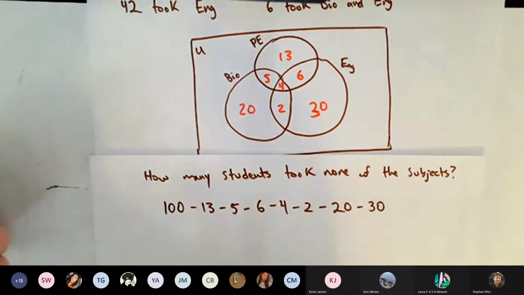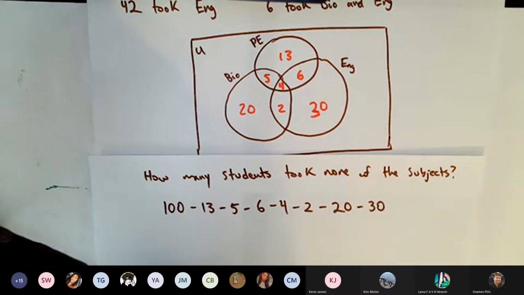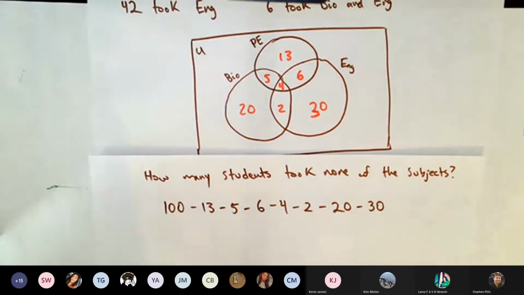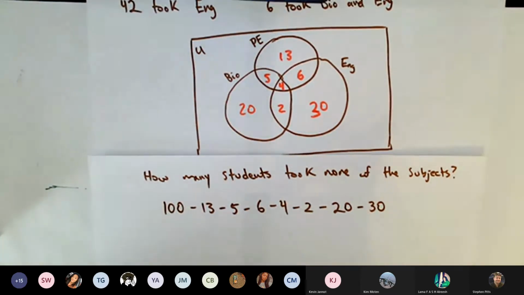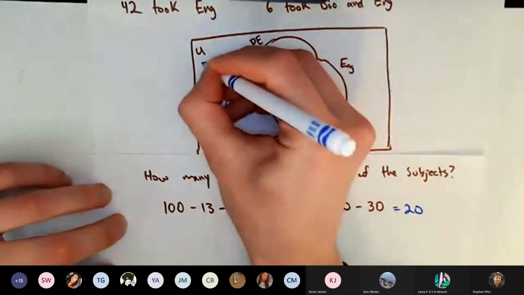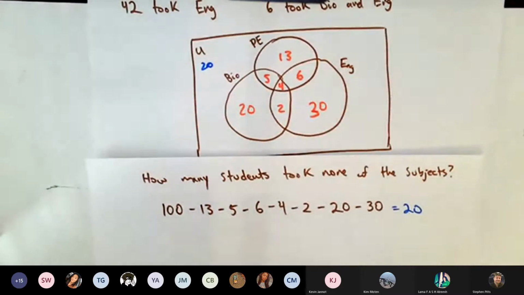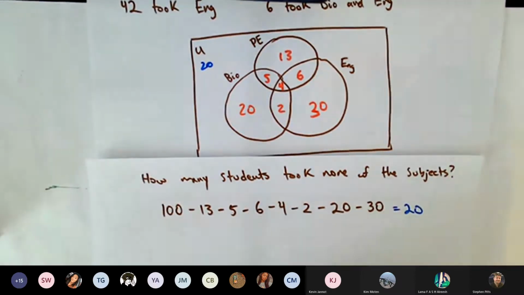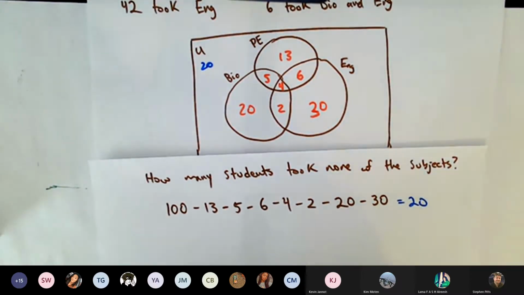I really don't feel like doing that in my head, so I'm just going to pop it into the calculator. Minus 13, minus 5, minus 6, minus 4, minus 2, and so on. All right, so I'm getting 20. That's how many students were interviewed but are not taking PE, biology, or English, so they're taking other classes.